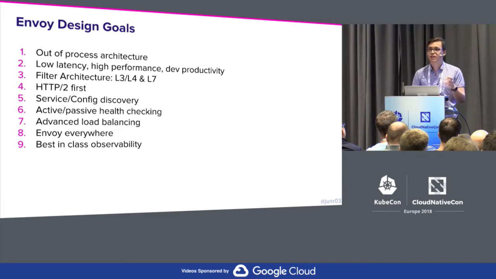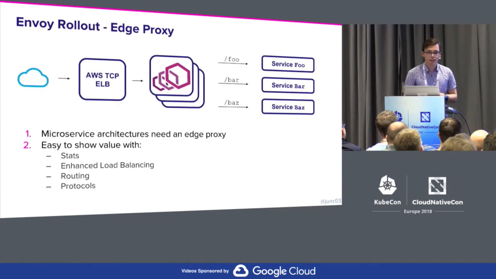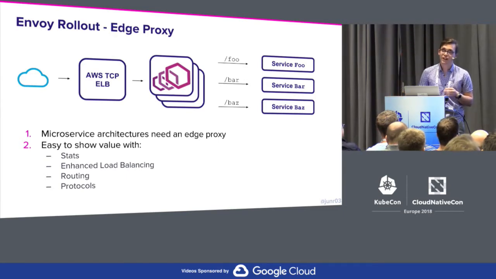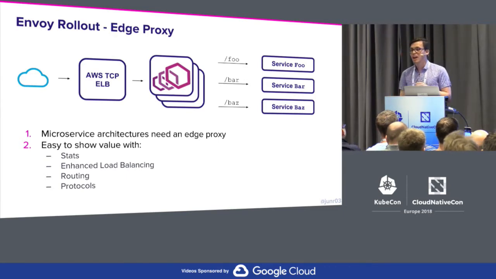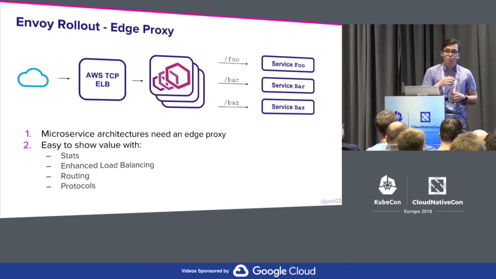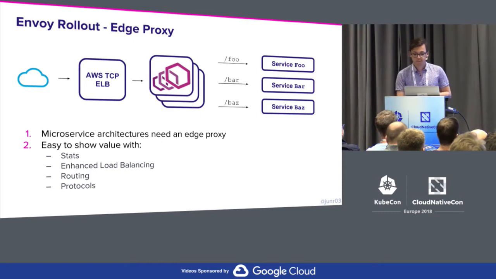So how did we roll this out at Lyft? It actually started first at the edge. If you went to Mark McBride's talk yesterday about migrations, he would tell you that migrations are a very social activity, and you have to prove value very quickly, especially in a migration of this scale. So by putting Envoy at the edge, we were able to provide a lot of value really quickly by enhanced load balancing at the edge, statistics, routing, and supporting multiple protocols.